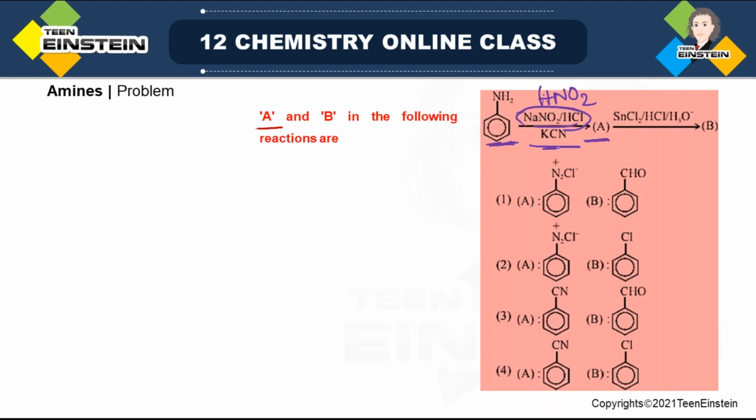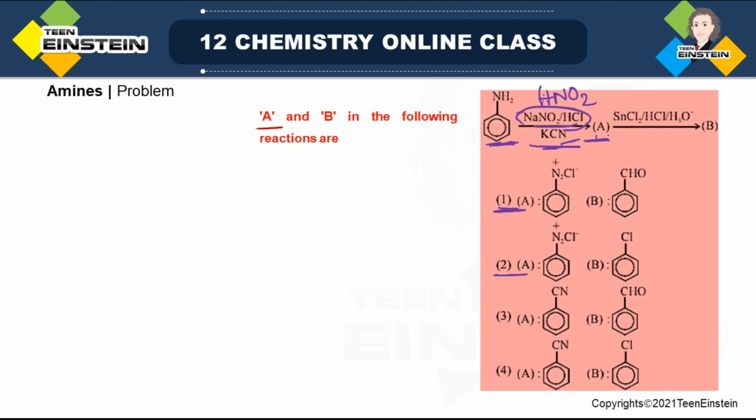So molecule A is actually cyanobenzene. It cannot remain in N2+ Cl- form, because don't overlook this reagent, as KCN is present, A cannot be diazonium salt. And if A is not diazonium salt, these two options cannot be correct, right? So now you are left with option 3 and 4.